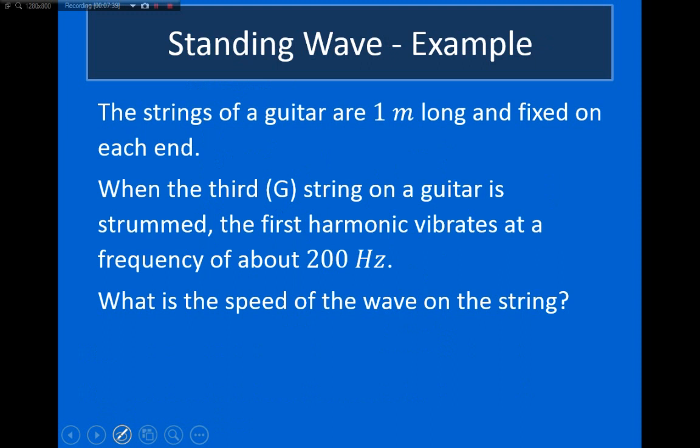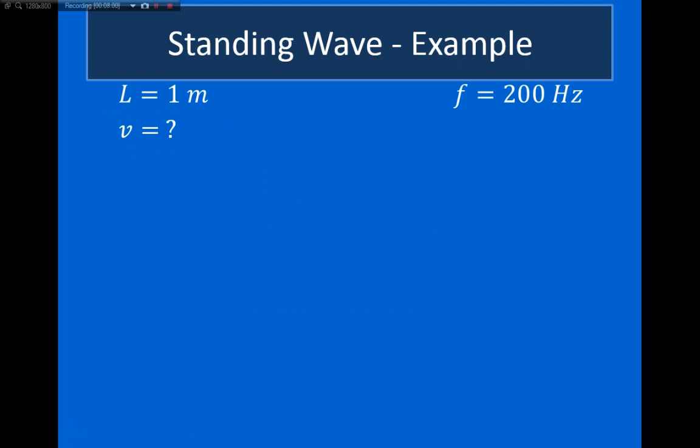So now let's go through and just do a simple example. The example says, a guitar has a string that's about 1 meter long, and both ends are fixed. When the third string on a guitar is plucked, it creates a sound with a frequency of 200 Hertz. So using this, what is the speed of the wave on this string? I have my known values summarized up here. Remember that the speed of a wave is related to the frequency and the wavelength by this formula here. So all we need to do is figure out what the wavelength is.